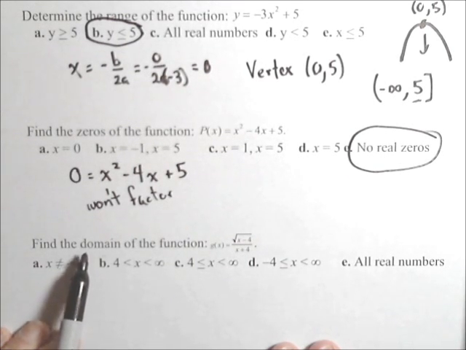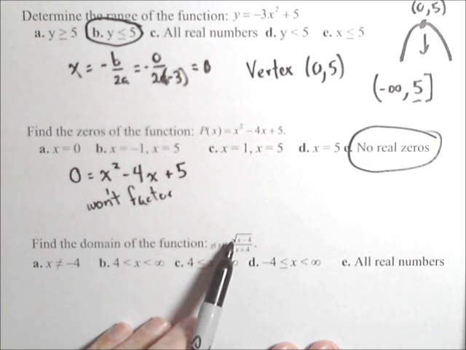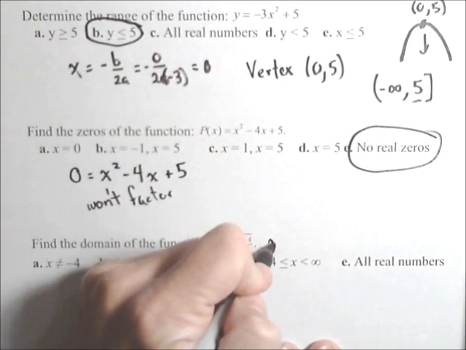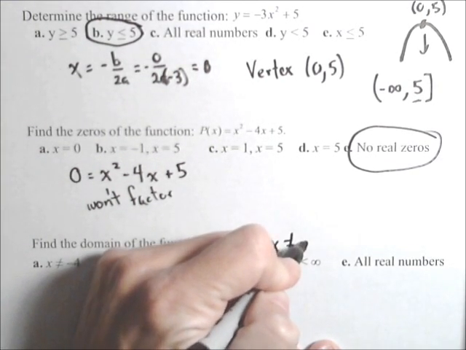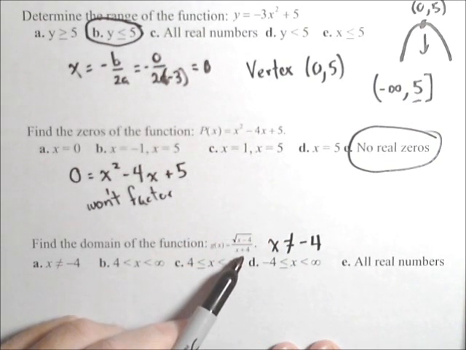Alright, last one. Domain of this function, g of x equals the square root of x minus 4 over x plus 4. Okay, we got two things going on here. The first one is that we have a radical. We can't have a negative in the radical. Second is we can't have a 0 in the denominator. So right off the bat, we know x cannot equal negative 4. Okay? Because if it's negative 4, we get a 0 in the denominator.